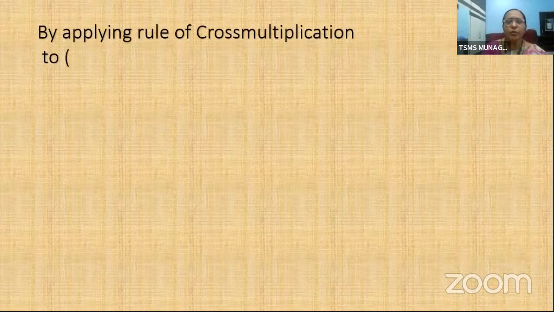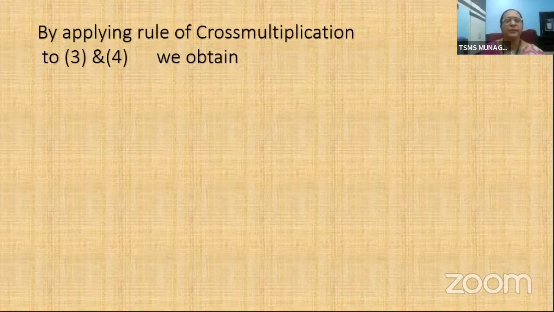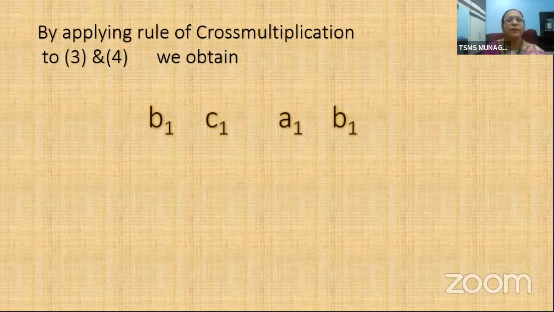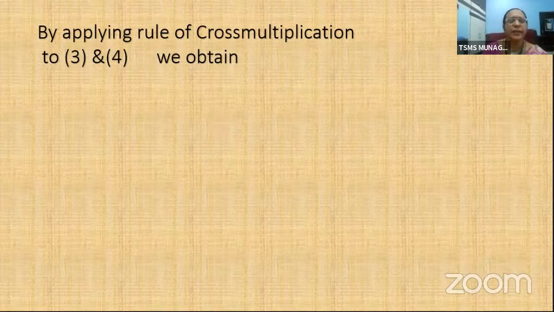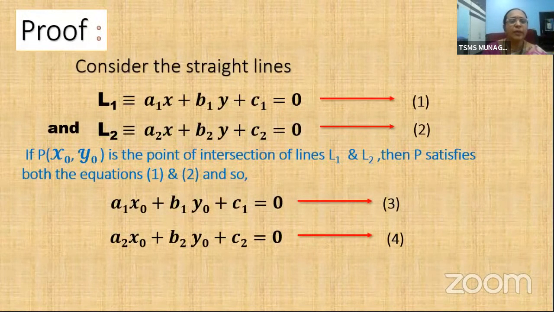Now we are going to use a method called the cross multiplication method, which you must have learnt in your 10th class while learning the topic pair of linear equations. Now, what is this cross multiplication? Take the coefficients of the first line, starting with the coefficient of y. As you can see in the previous slide, the line is a1x plus b1y plus c1.